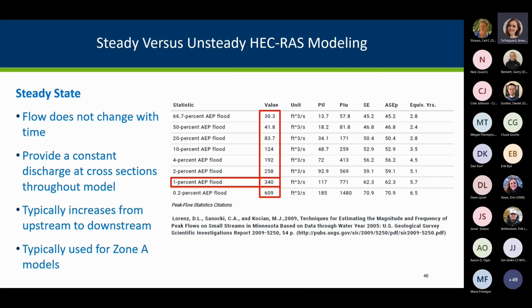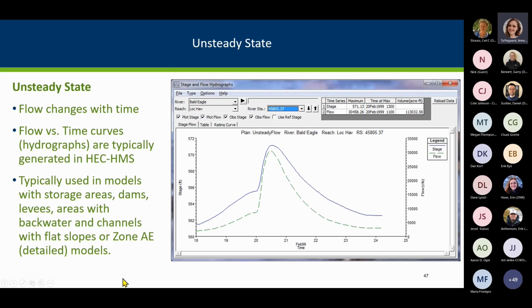Next, we're going to talk about steady versus unsteady HEC-RAS modeling. Steady state modeling is hydraulic modeling where the flow doesn't change with time. In those types of models, the discharge is constant at each cross section in the model. Usually in these models, we're using StreamStats for the hydrology inputs. The numbers on the right are a screenshot from earlier when we were talking about StreamStats, and this gives an example of a flow that would be put into a steady state model. So 340 CFS, you could input at the upstream end of the steady state model as the peak flow.